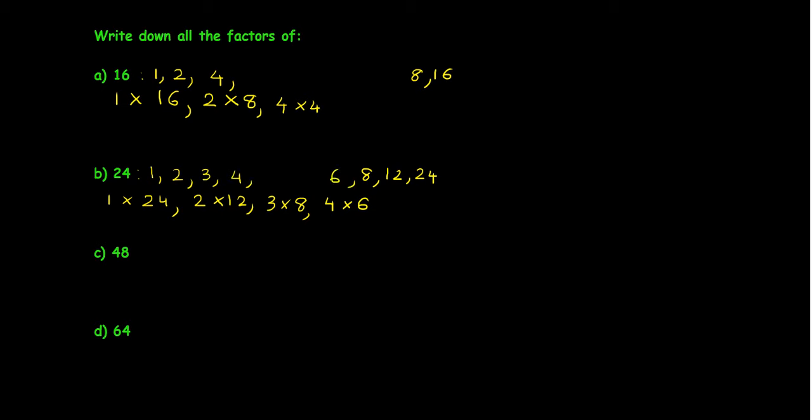The only number in between 4 and 6 is 5. And 24 does not come in the 5 times table. And there we go. I've got all the numbers after that, 6, 8, 12 and 24. So those are all the factors of 24. And as we can see, 24 is not a square number. So we got 1, 2, 3, 4, 5, 6, 7, 8 factors of 24.